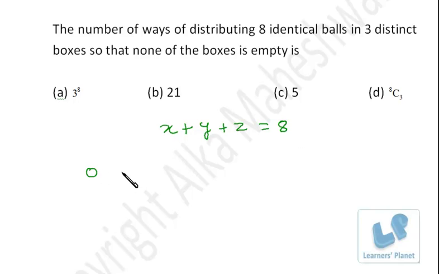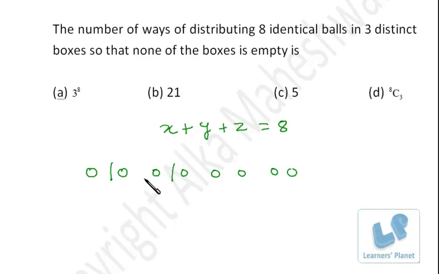So we have 8 balls, 1 2 3 4 5 6 7 8. I'm just drawing the balls over here, but every time you don't have to do that, since after some practice you'll be conceptually clear. Then you'll get to know that if 8 objects are there, you'll be getting 7 gaps. If n objects are there, you'll be getting n minus 1 gaps, right? So here it is 8 balls, so among the balls and between the balls we will be getting 7 gaps, right? So if I choose any 2 gaps, I'll be getting 3 partitions or 3 pegs, right?